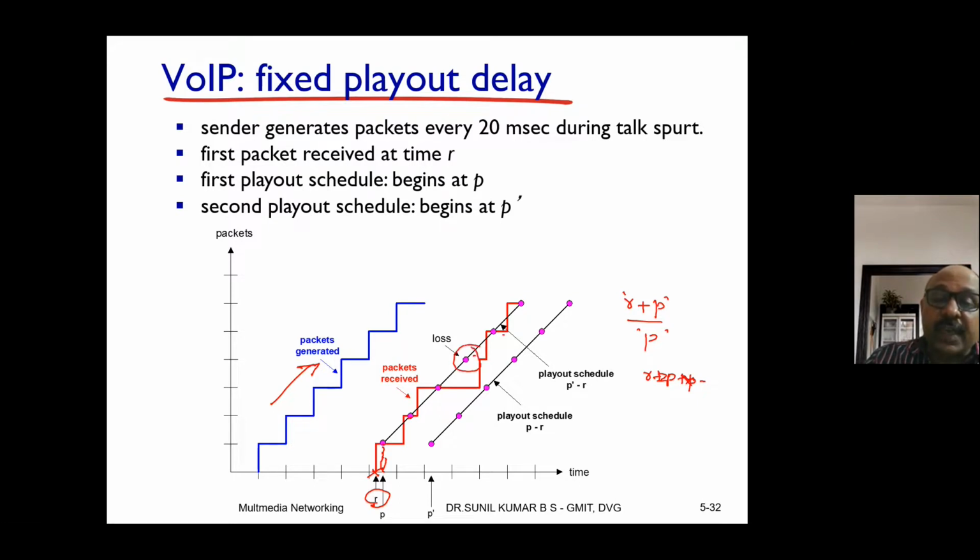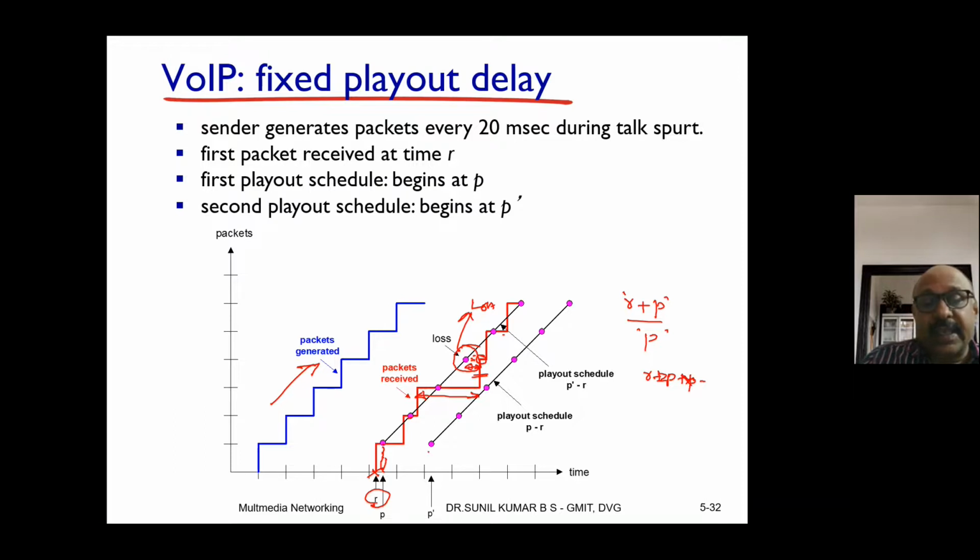Here, actually, it is not getting the expected packet, and hence there is a loss of packet. If this is lost, this cannot be played back because the packet has not yet reached. It will reach at this point, which is delayed by some amount. This is because of this larger delay in the network, and hence we say that this packet is lost.